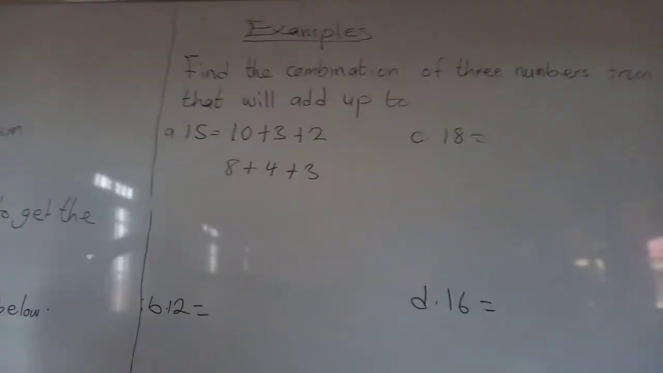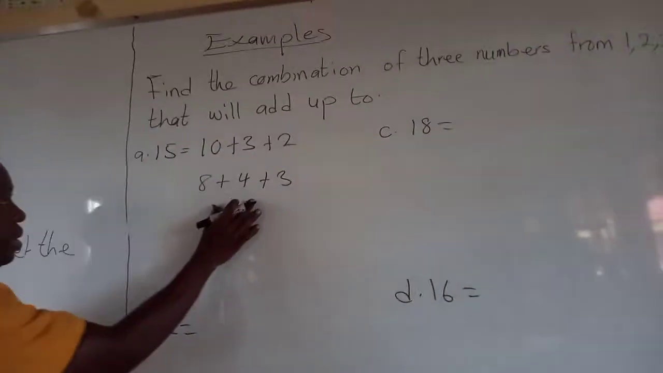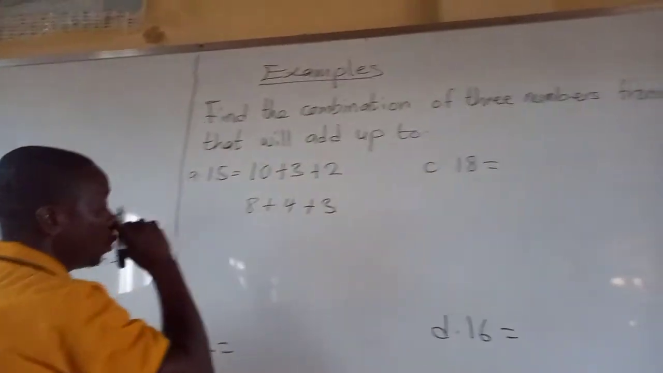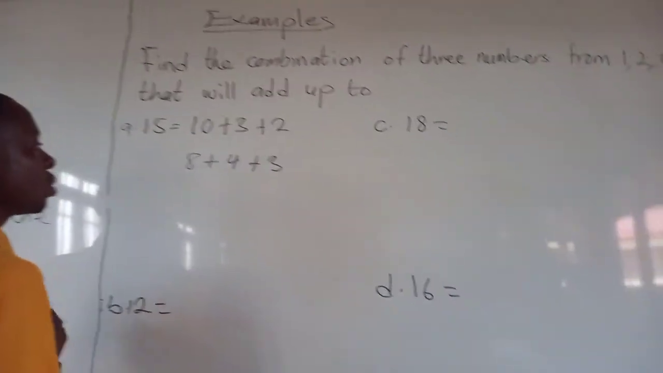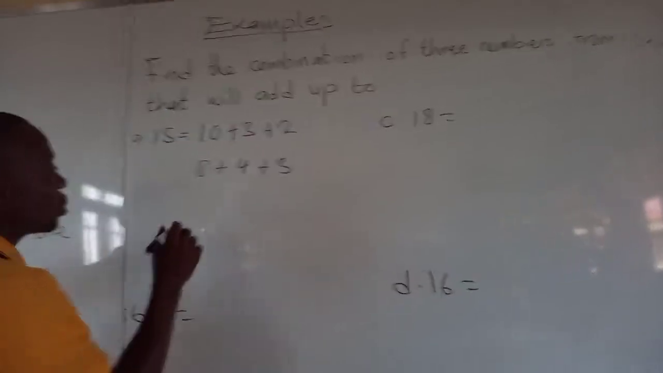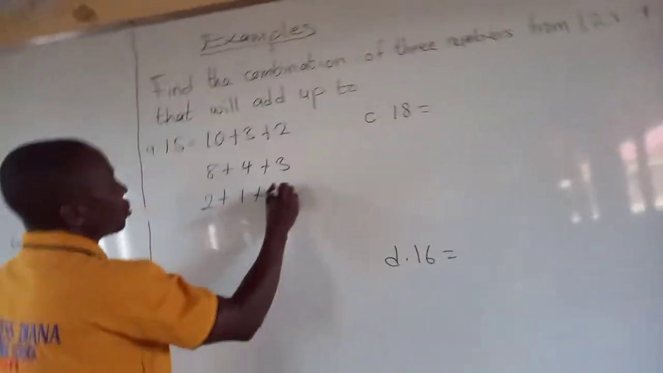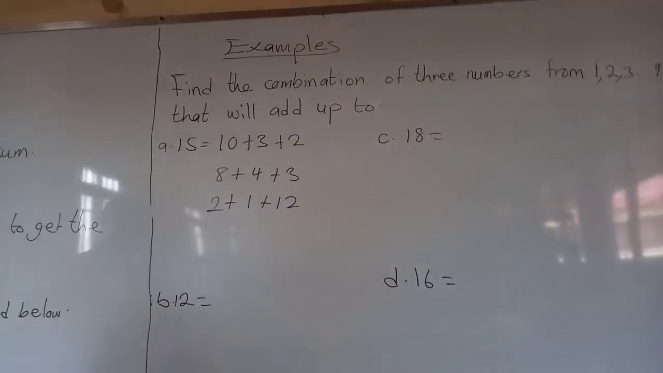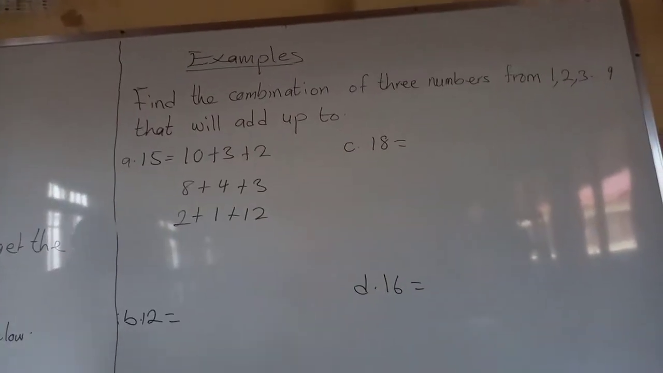You are combining different numbers. It is an investigation with numbers. This is 15. How can we get 15 by combining different numbers? Then another person says, let me use 2 plus 1 plus 12. You still get the same 15. You can continue like that.